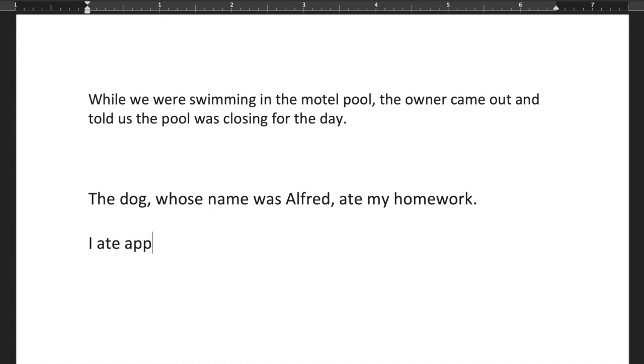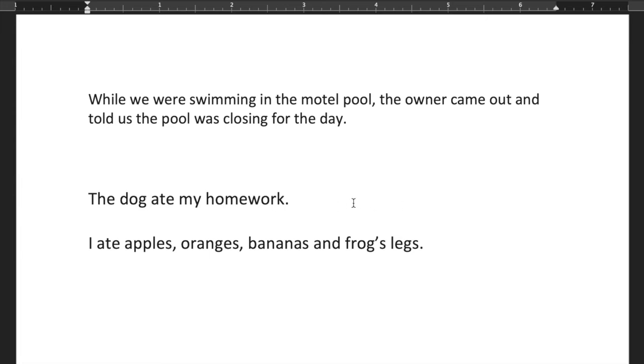I ate apples, oranges, bananas, and frog's legs. So indeed, 2 commas are used here, but this is commas being used in a list of things that are being eaten, right? That's very different from inserting extra information between 2 commas, information that is not necessary to the original simpler sentence.